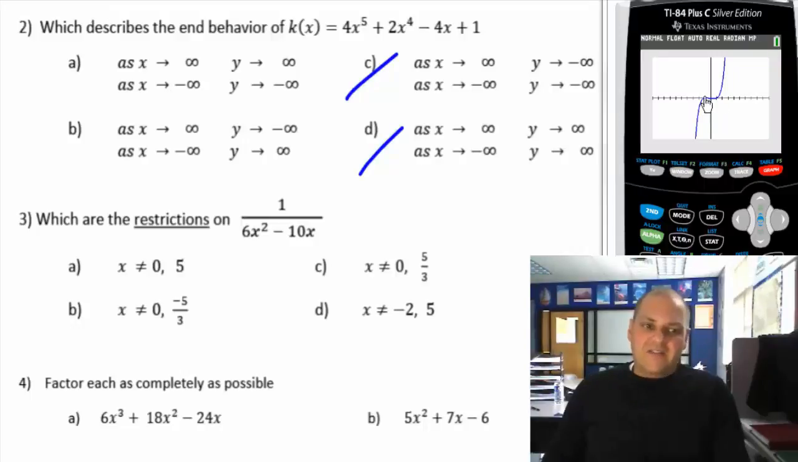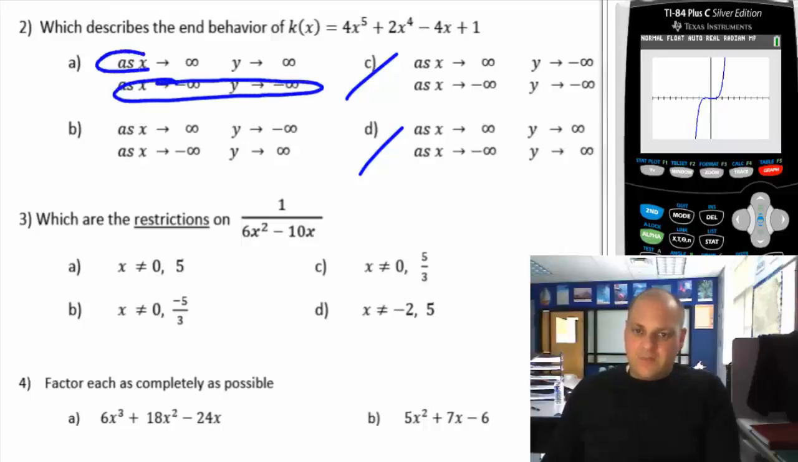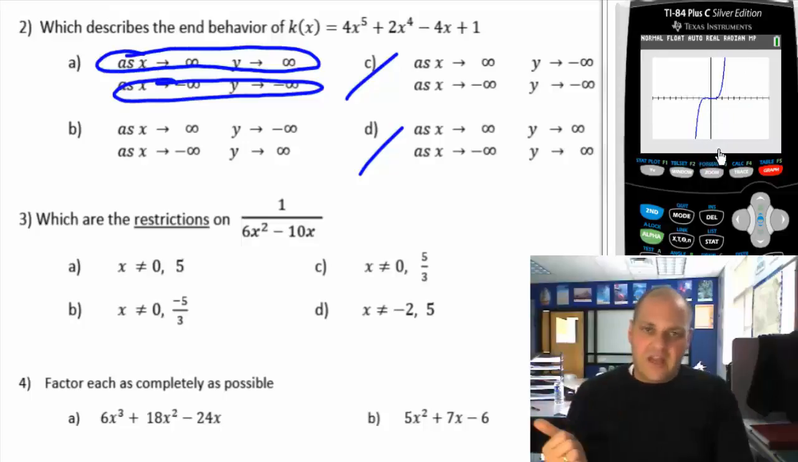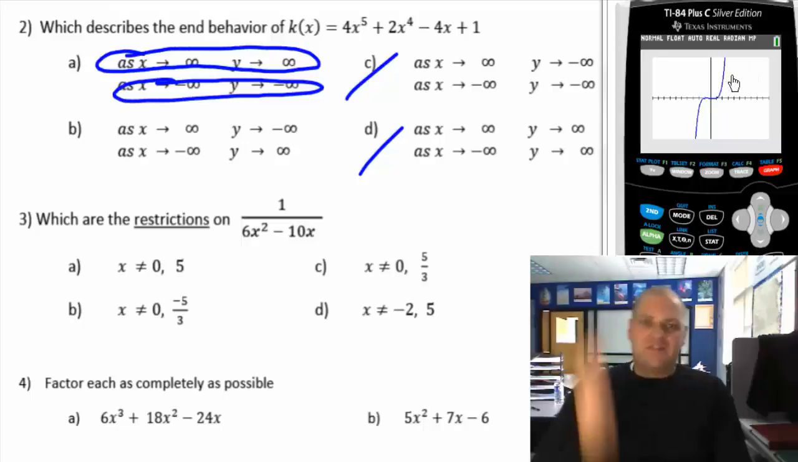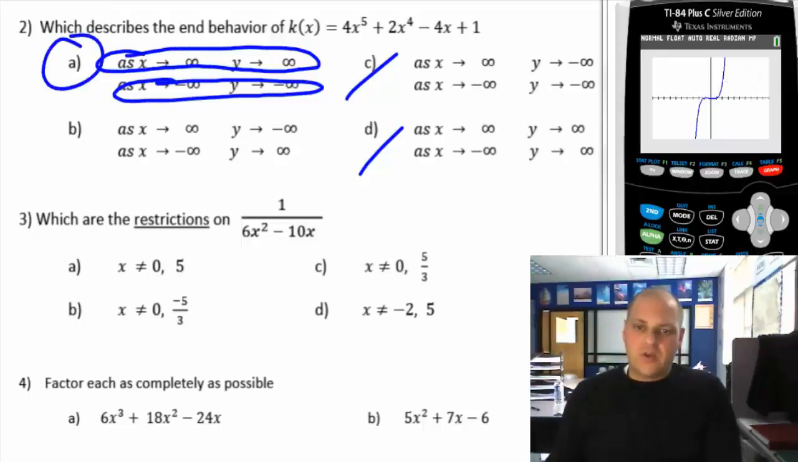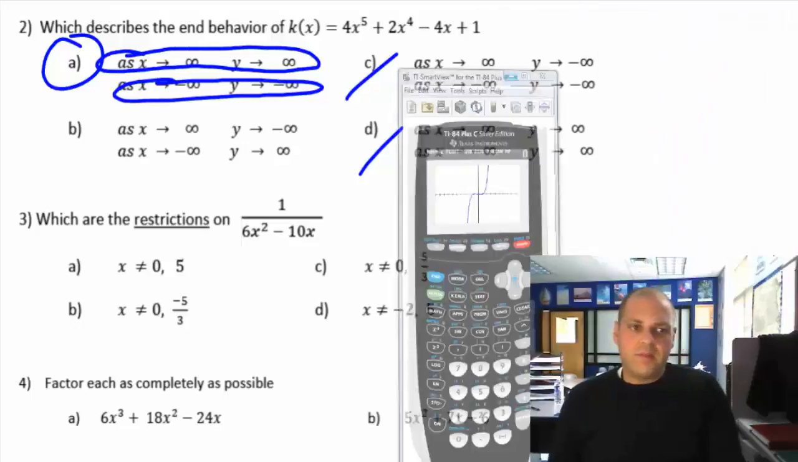So as x goes to negative infinity, as x goes this way, it goes down. So y approaches negative infinity. That is correct right here. And as x approaches infinity, y approaches infinity, because as it goes to the right, it goes up. So left and down is negative infinity, negative infinity. Right and up is positive infinity, positive infinity. It is choice A. This one's backwards. Choice B is backwards. All right, bye-bye calculator.